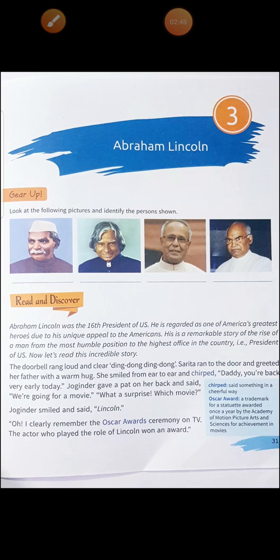Now suddenly, why have we started talking about the presidents here? It is because Abraham Lincoln was also the president of India. No, of US. He was the 16th president of US, United States of America. Alright. Now let's start our chapter.